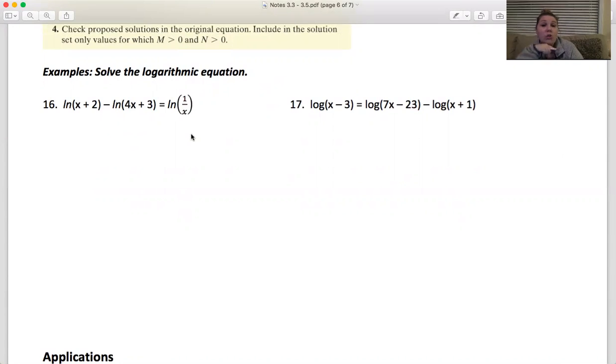So these two are a little bit different because instead of multiplying when we condense, we're going to end up dividing. So for number 16, I have the natural log of x plus 2 minus the natural log of 4x plus 3 is equal to the natural log of 1 over x. So first problem, I have 2 logs on the left-hand side and only 1 on the right. I need them both to just be 1. So that means I need to condense.